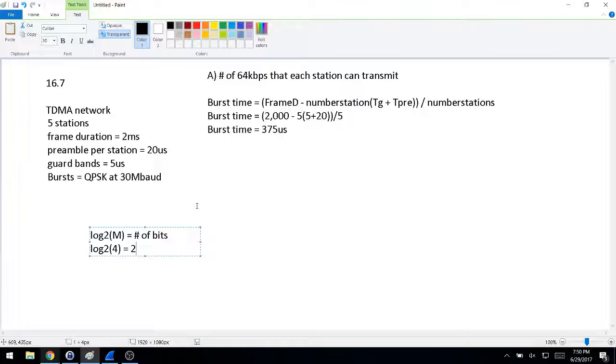And so now that we have that, instead of saying that our bursts are 30 millibaud, we can now say that because each symbol is represented by 2 bits, and we're broadcasting 30 million symbols a second, each symbol consists of 2 bits, and we're multiplying it by 30 million symbols per second. So that means each second we're transmitting 60 million bits. So our bit rate is 60 megabits per second. And so that gives us a data rate, which is a little bit more useful.